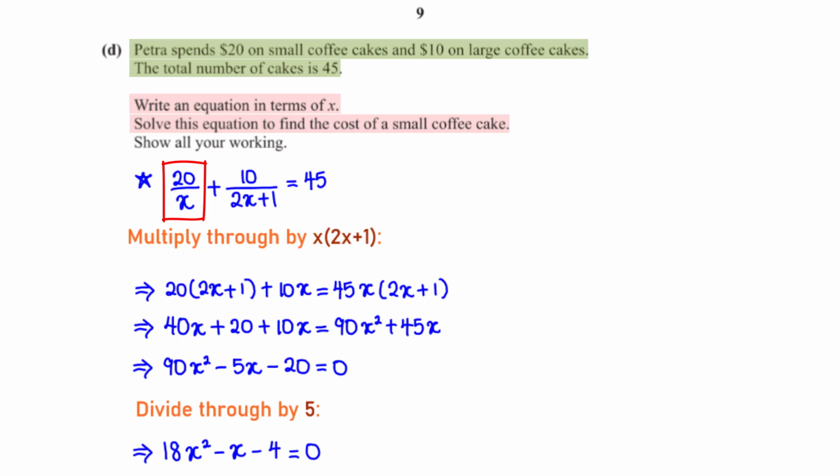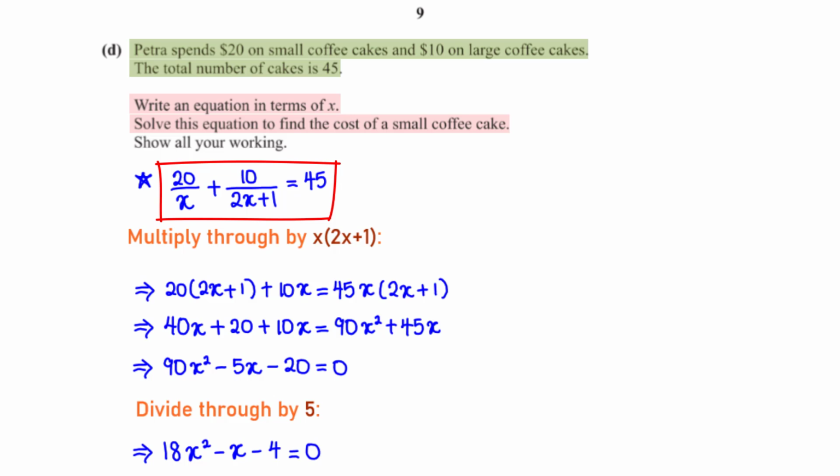small coffee cakes, which is $20, divided by the unit cost of a small coffee cake, which is x dollars. The number of large coffee cakes she buys is equal to the amount she spent on large coffee cakes, which is $10, divided by the unit cost of a large coffee cake, which is 2x plus $1. From the question, the number of small coffee cakes Petra buys, which is 20 over x, plus the number of large coffee cakes, which is 10 over 2x plus 1, is equal to 45.